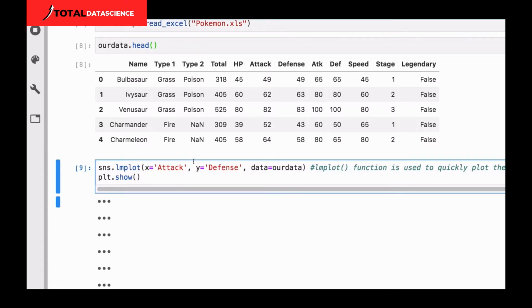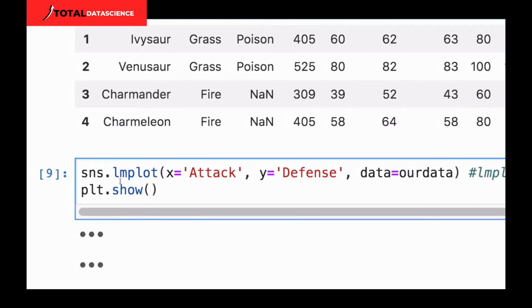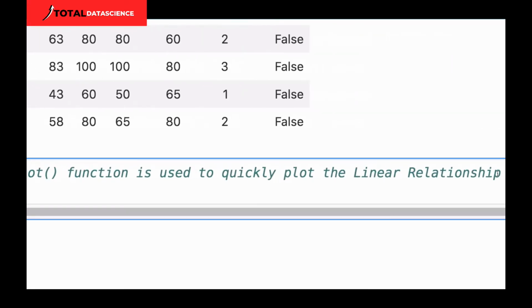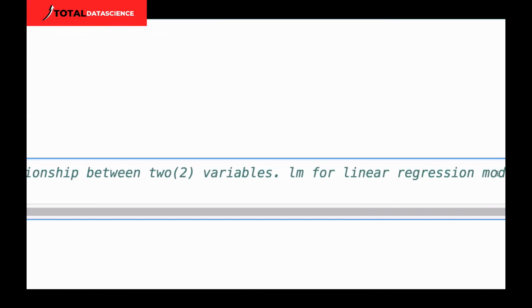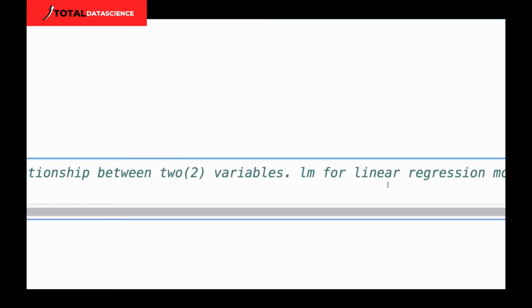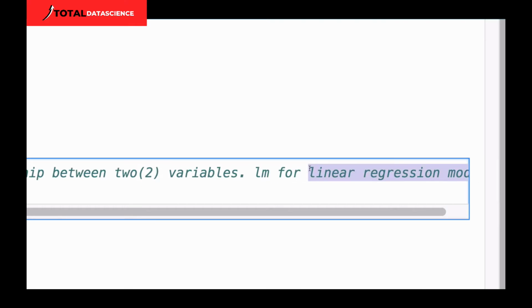Now the first thing I'm going to do over here: inside Seaborn, we have this function which is lmplot. The lm is nothing but linear relationship. It helps you plot a linear relationship between two variables, and the lm stands for linear regression model. We will see this in the statistics class.